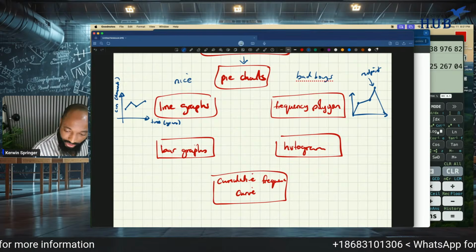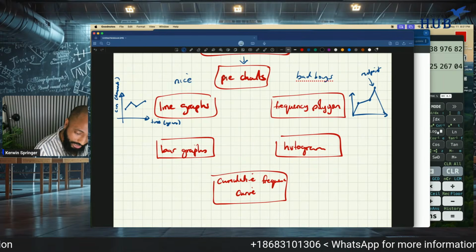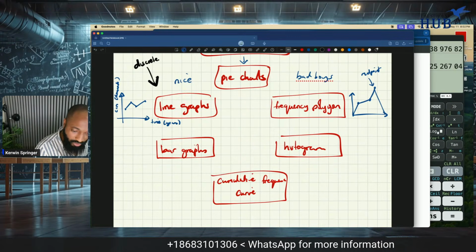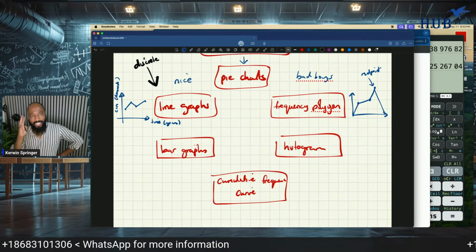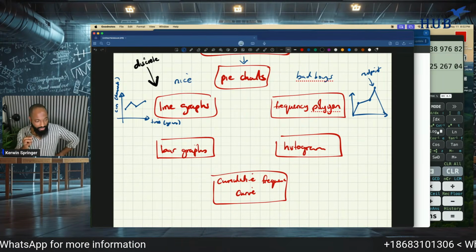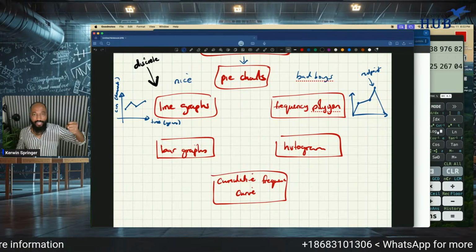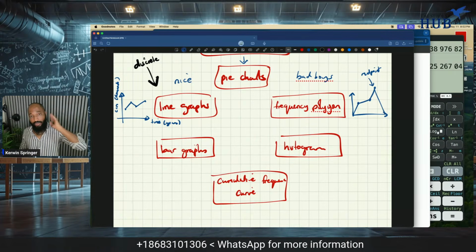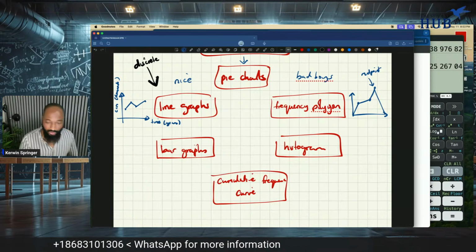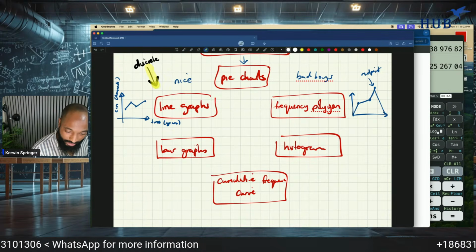These types of graphs deal with discrete data. For those of y'all who don't know, discrete data means data that has to be categorized and counted, like how many apples are in the bag, how many cars were produced last year. That's a count. That's what line graphs and bar graphs are for. That's what this side of the graph deals with. Everybody understand?